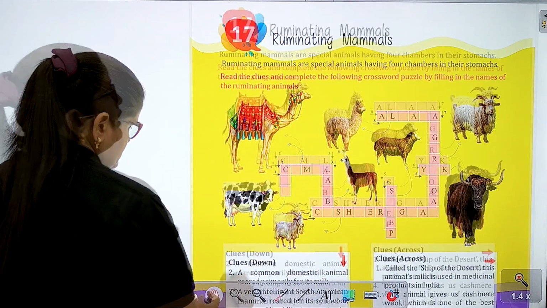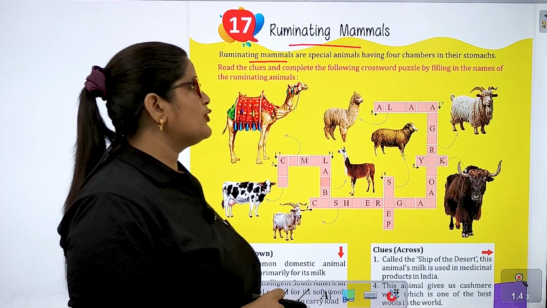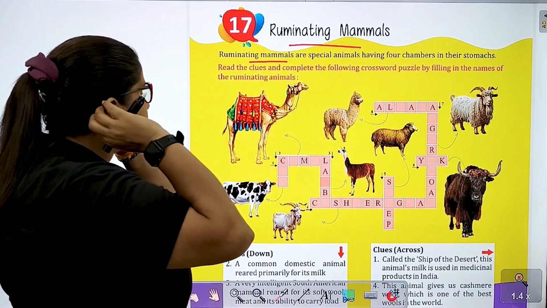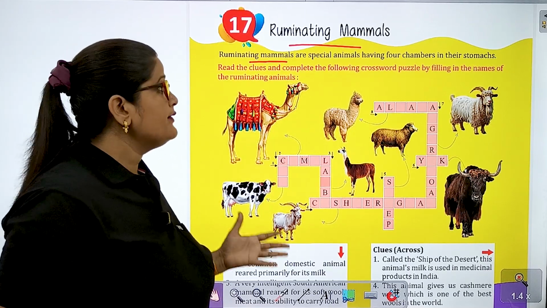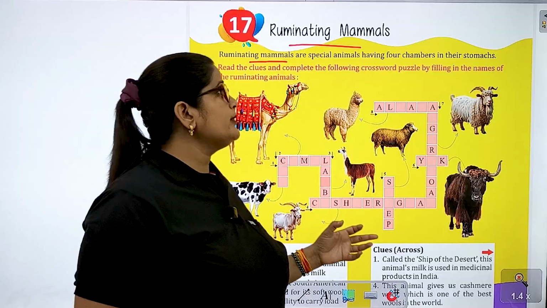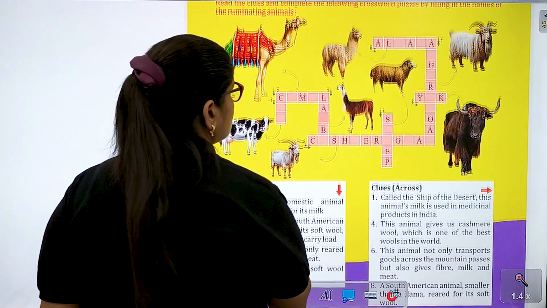Ruminating mammals. Ruminating mammals are special animals having 4 chambers in their stomachs. Read the clues and complete the following crossword puzzle by filling in the names of the ruminating animals. Okay, so let me start.